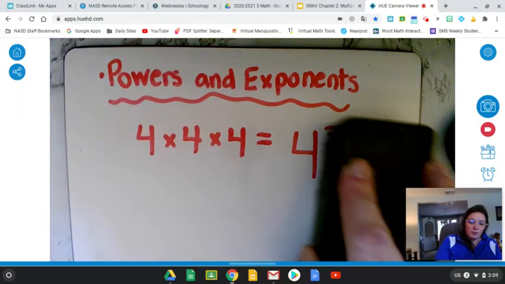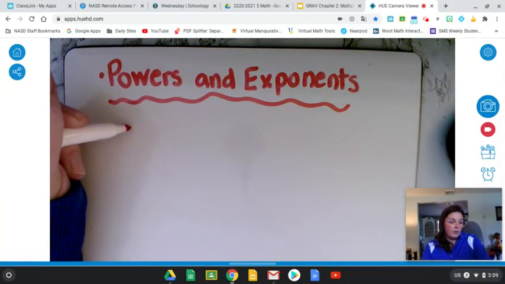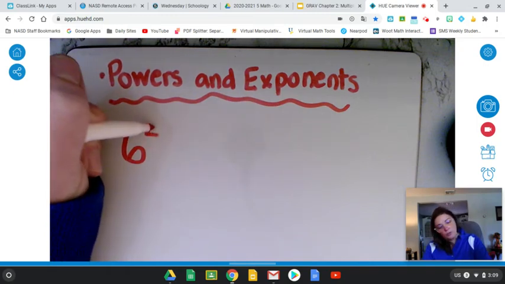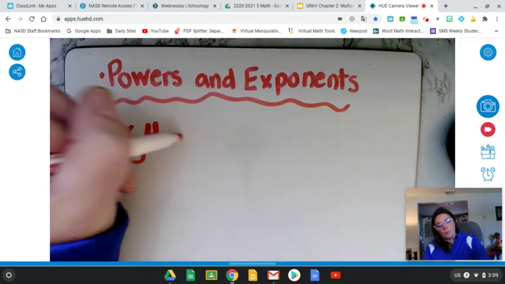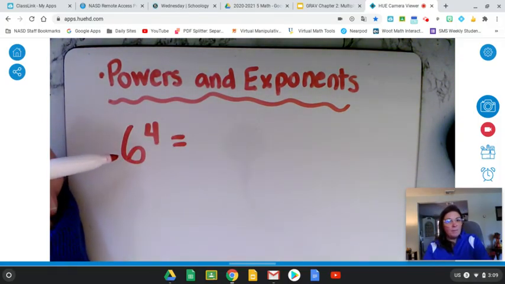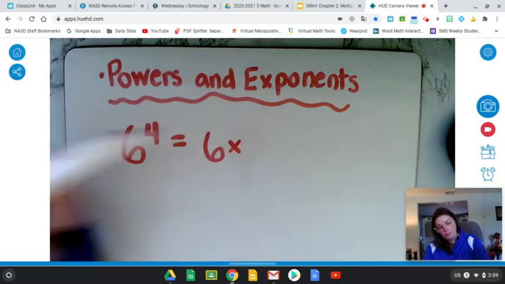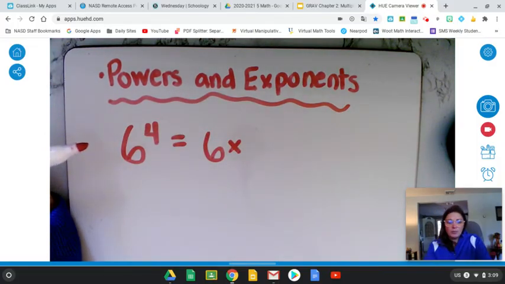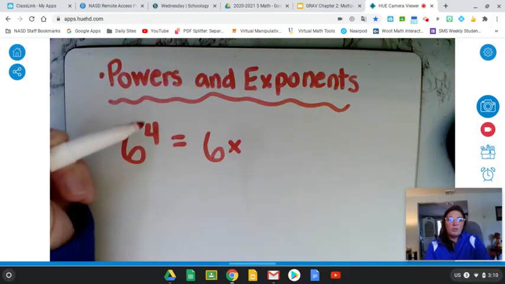Let's do the reverse of this. Let's say I give you 6 to the power of 4, or 6 to the fourth power. How can I write that as repeated multiplication? Well, the big bottom base is my repeating number. So 6 is going to repeat itself with multiplication. Well, how many times does it repeat? That's the exponent's job. It repeats 4 times.